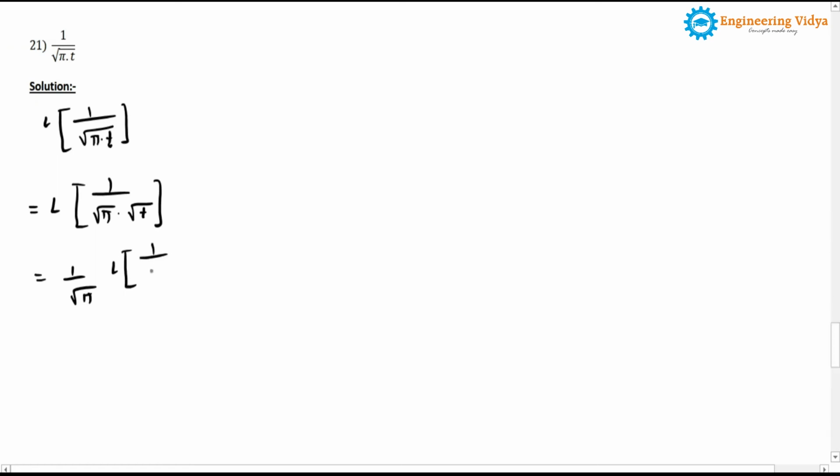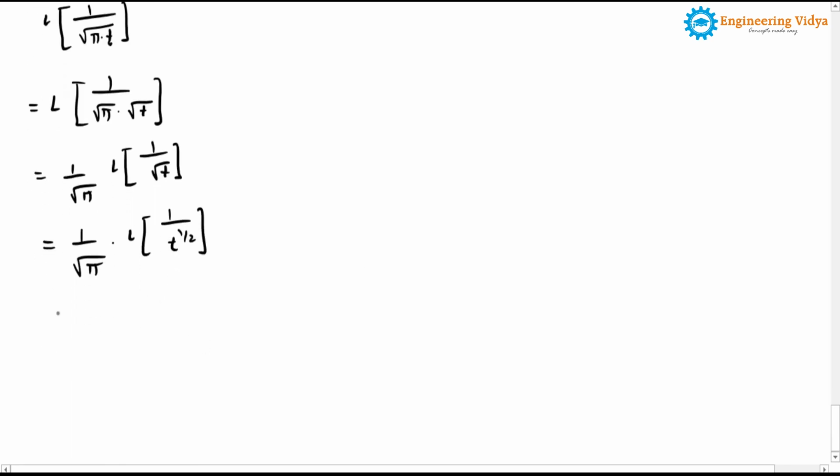So 1 upon square root of pi, and the Laplace transform of 1 upon square root of t. Here square root of t can be replaced by t raised to 1 by 2, and after that we will do the basic simplification over here. 1 upon square root of pi, the Laplace transform of t raised to 1 by 2 will go to the numerator, so here it will be t raised to minus 1 by 2, right? And after that here we will write 1 upon square root of pi.